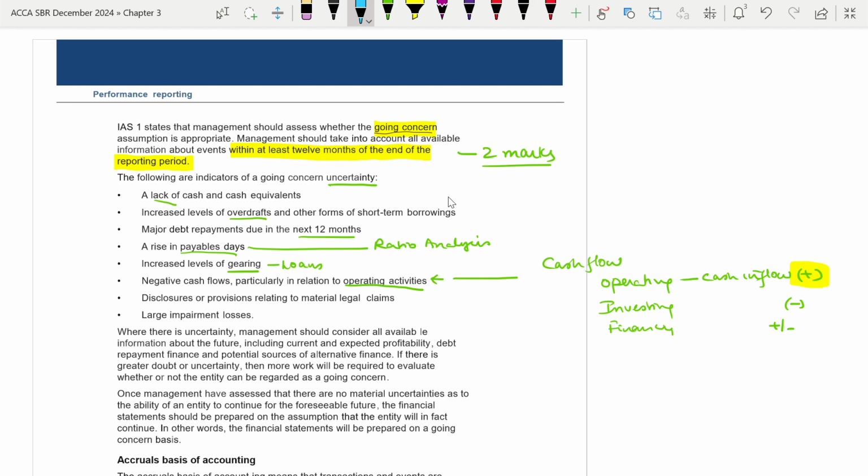Disclosure or provisions related to any legal claims, legal cases, any claim provisions. Large impairment losses. Any idea about which standard we are going to talk about for impairment?